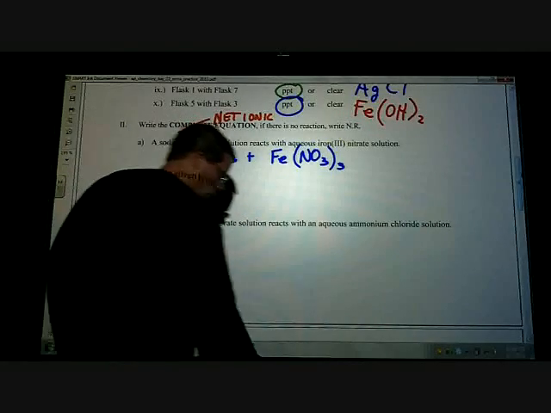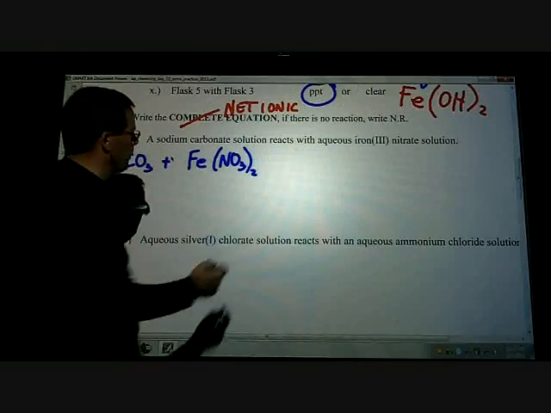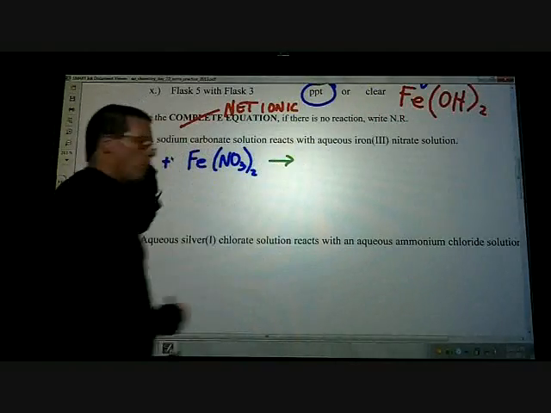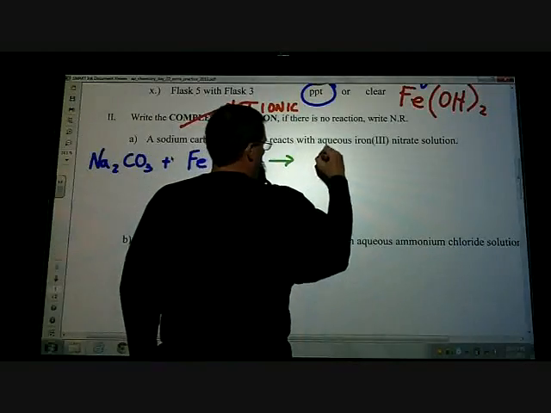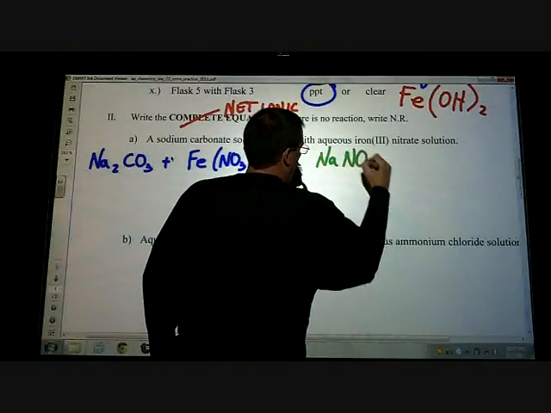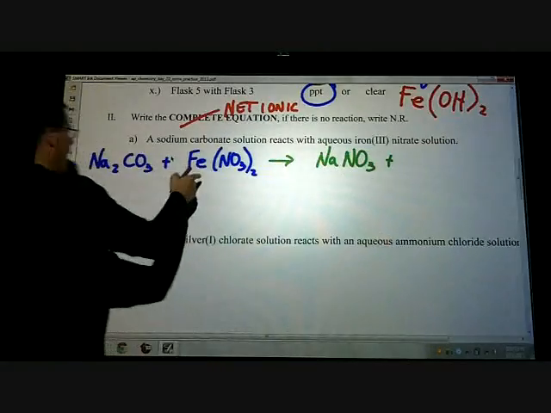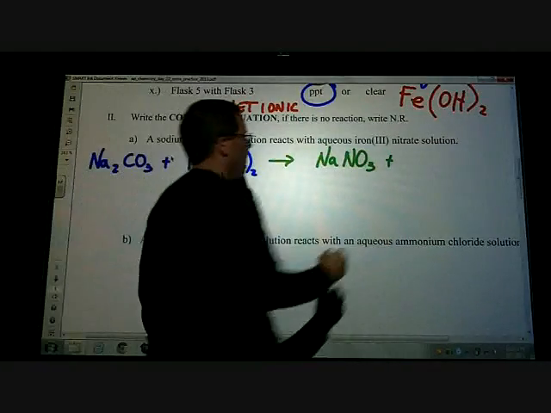So we have to ask ourselves, okay, what's going to form here? Move those over. Now let's see what's going to be formed here. This is a double replacement reaction, which they all are. So sodium's going to go with the nitrate, and then the iron will go with the carbonate. Okay?